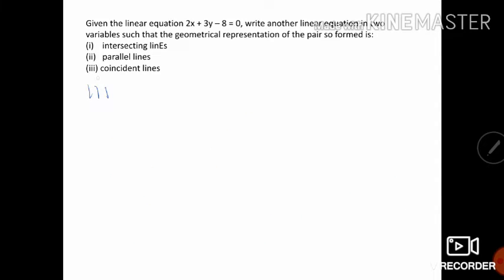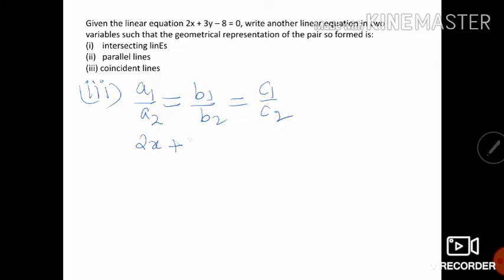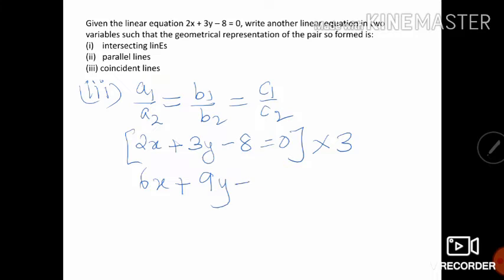Now let's find an equation so that we get coincident lines. To get coincident lines, a1 upon a2 is equal to b1 upon b2 is equal to c1 upon c2. All three ratios must be equal. So the equation we have is 2x plus 3y minus 8 equal to 0. What we can do is multiply this complete equation by some factor, say 3. So we get 6x plus 9y minus 24 equal to 0.